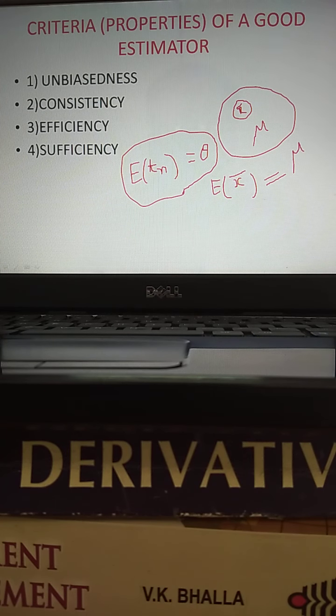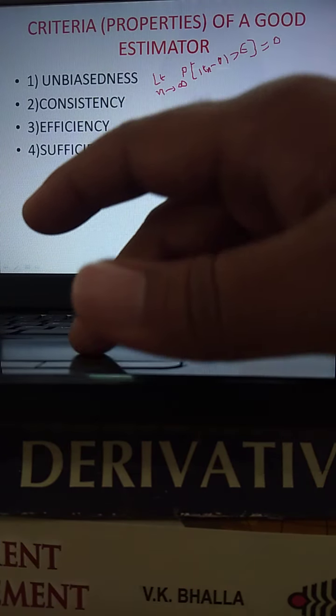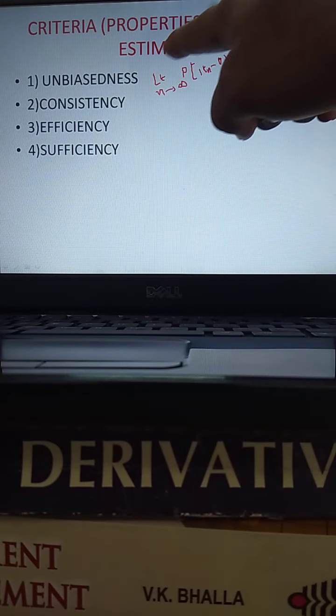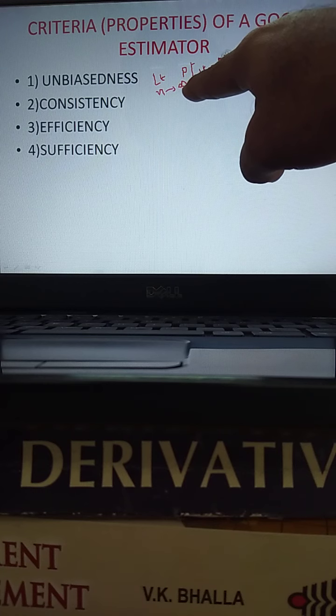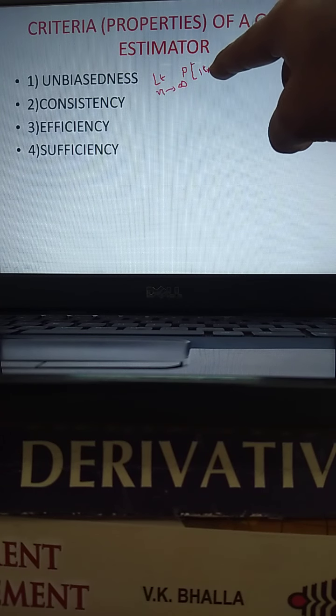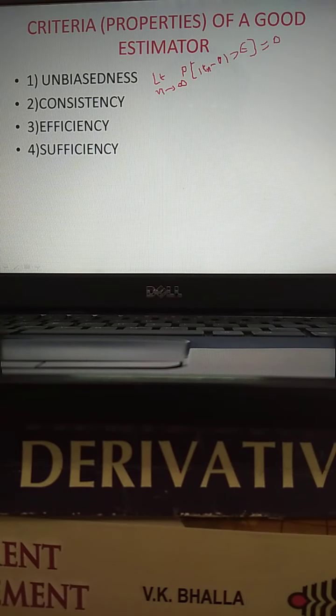Then how to understand consistency? Look here. This is how to write the consistent estimator. Now how to read this? Limit n tends to infinity, probability of modulus of Tn minus theta greater than epsilon is equal to 0. This is the mathematical way of writing consistency. You need not worry, but once you observe, it's very easy to understand.